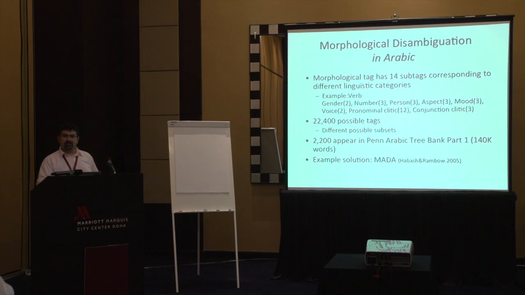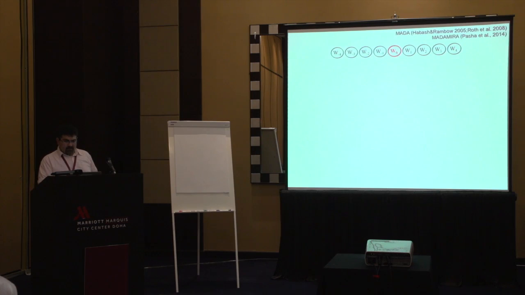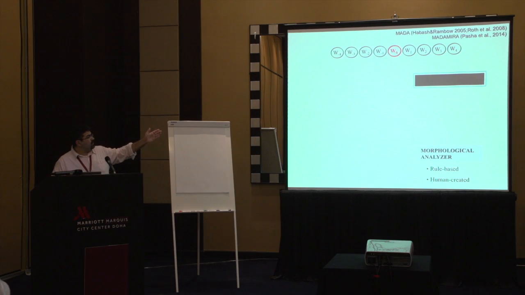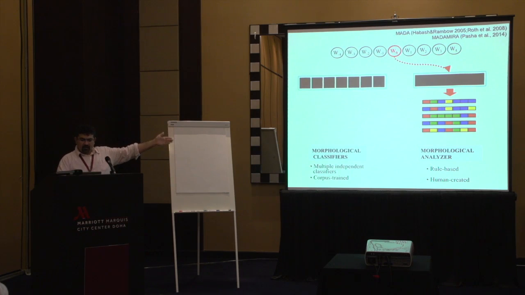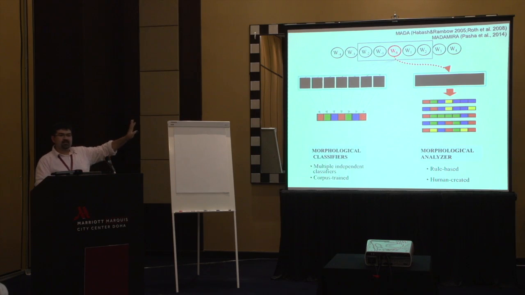So in this tool, you get a word. Let's say this is word 0 in a particular context. We run it through a morphological analyzer that is rule-based, human-created, that given a particular word gives you a vector that says, for this word, the lemma is X, the gender feature is A, the number is this, the person is that, etc. You can think of the vector as the position being the feature and the color being the value, just symbolically.